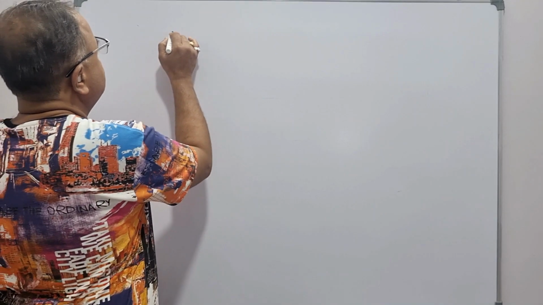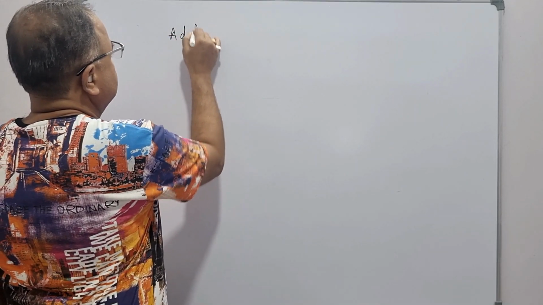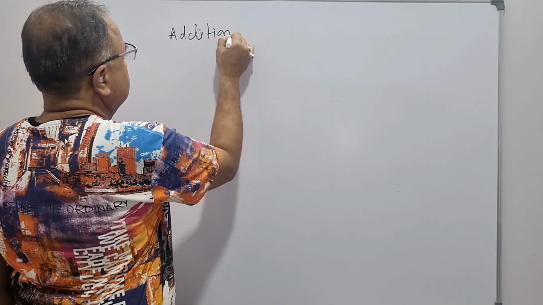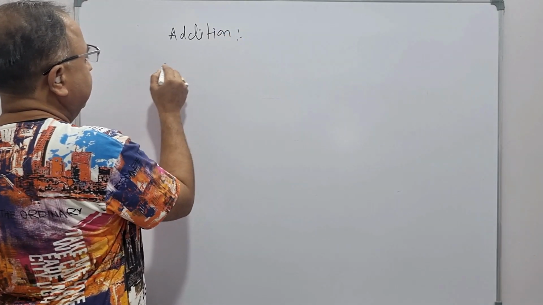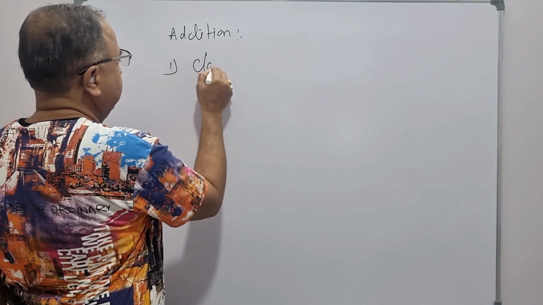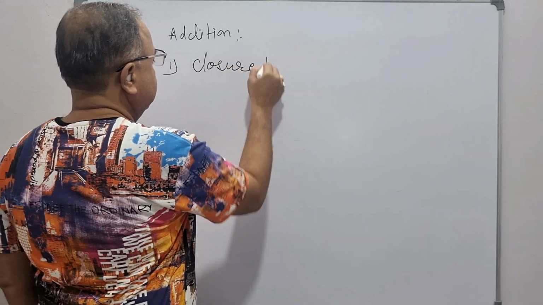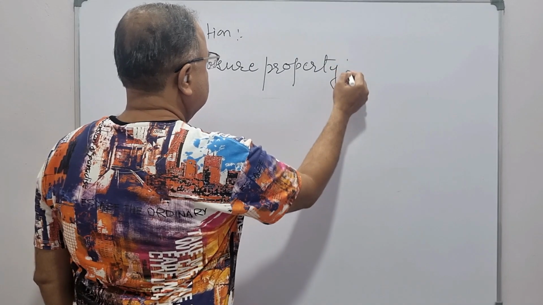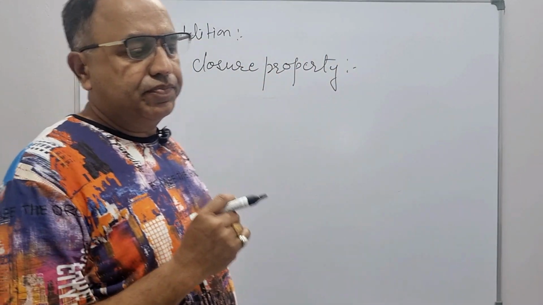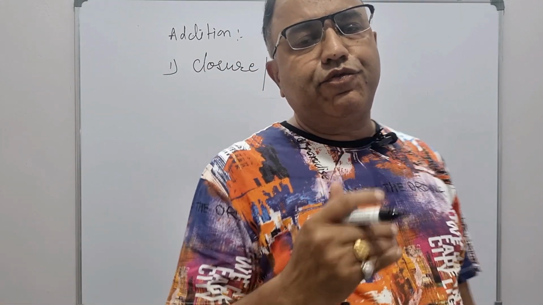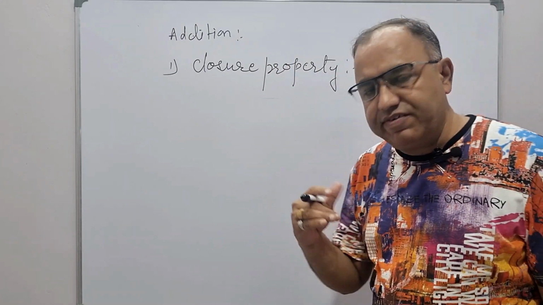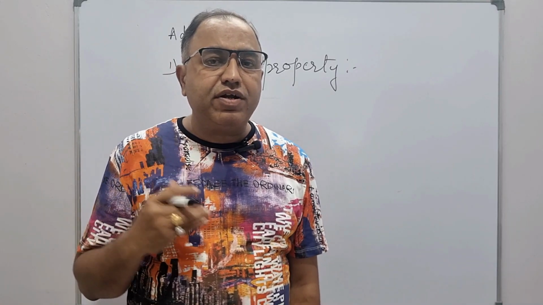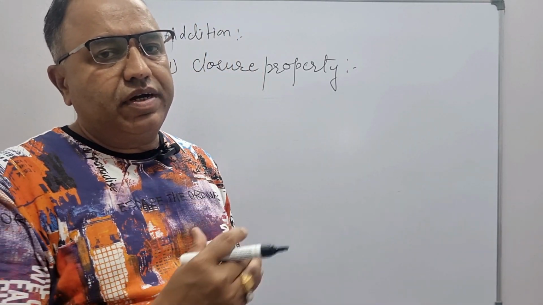The first is addition. Whenever we talk about addition algebra, the first property is the closure property. What do you mean by closure property? We know that the sum of two natural numbers is always a natural number. That means we say the set of natural numbers is closed under addition.